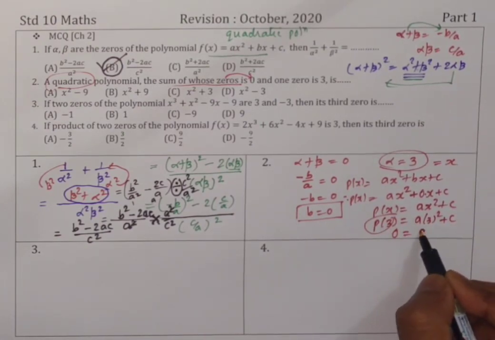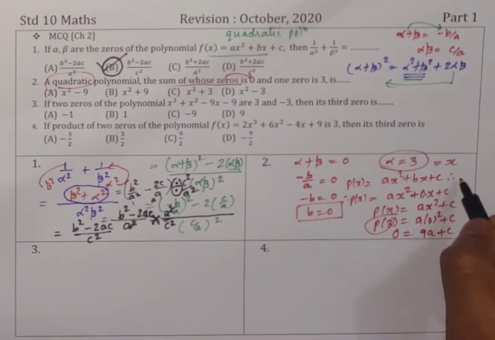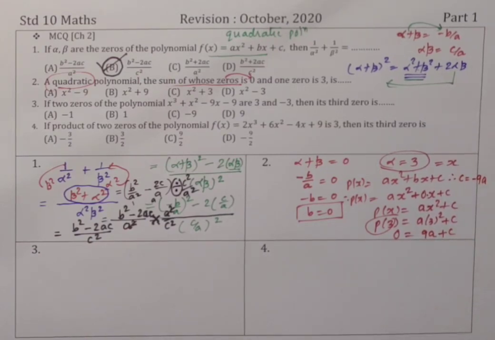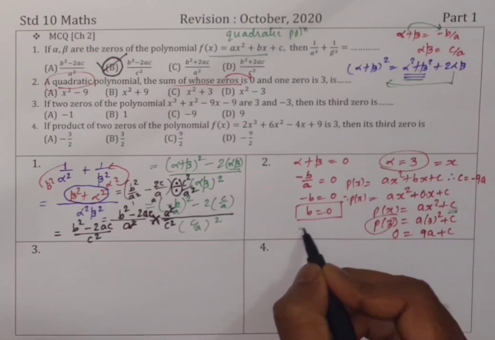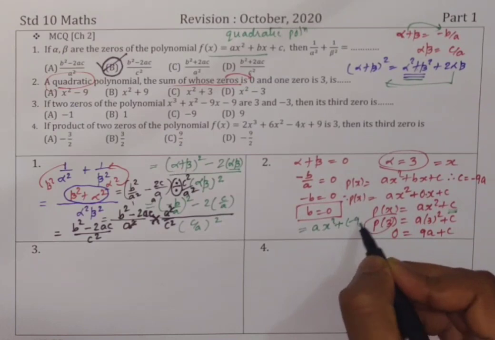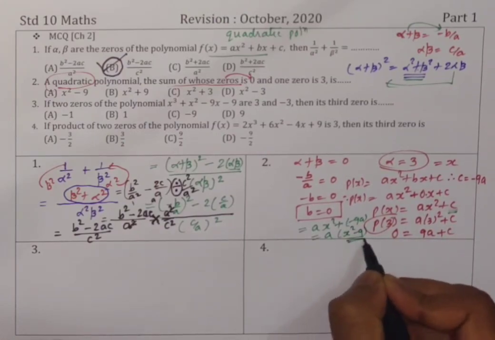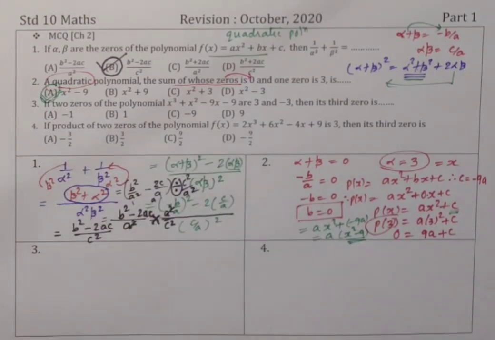So 0 is equal to 9a plus c. Therefore, c is equal to minus 9a. So here you can put the value now. C की जगह पे value रखो. A into x square plus, what is c? Minus 9a. So a is common in the two terms, x square minus 9. This plus minus will become minus. So here is that polynomial. A is some constant. So the polynomial is x square minus 9.